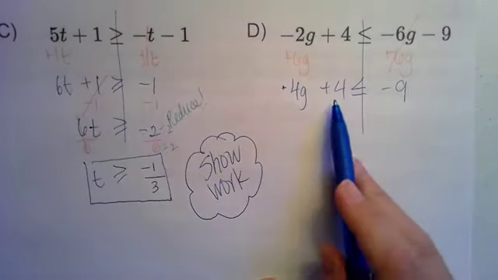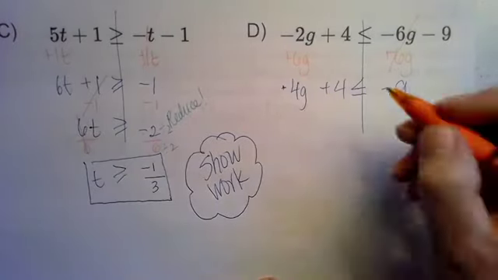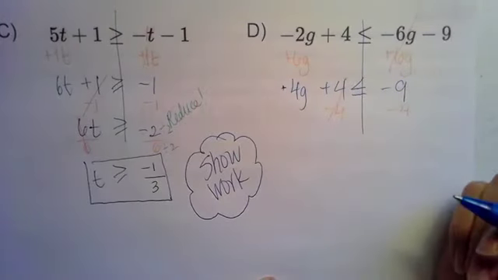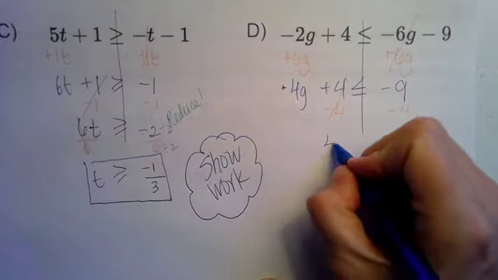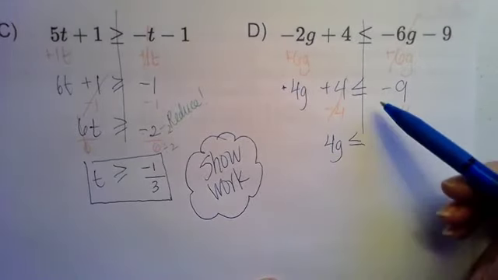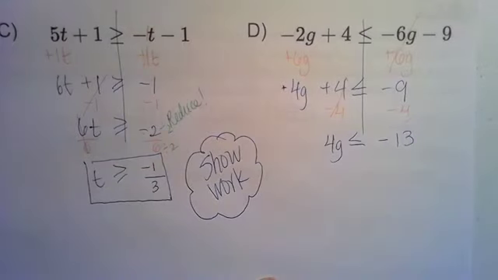All right, and now again, we're isolating G, so we need to get rid of the other stuff. So we're going to subtract 4 from both sides. And we have a 4g is less than or equal to. All right, who wins over here? Negatives. They join forces. 9 and 4 make 13. They get stronger, building up their forces.